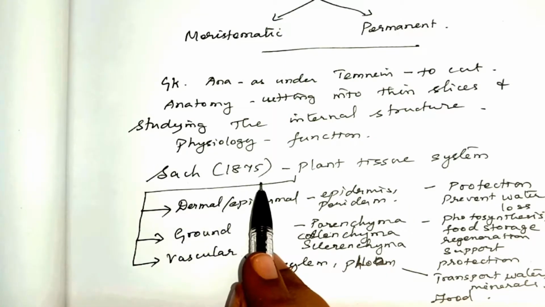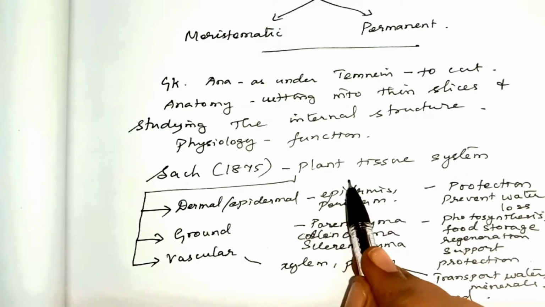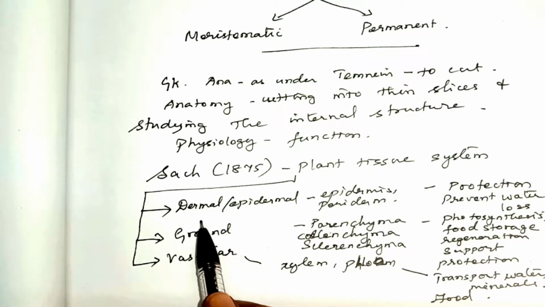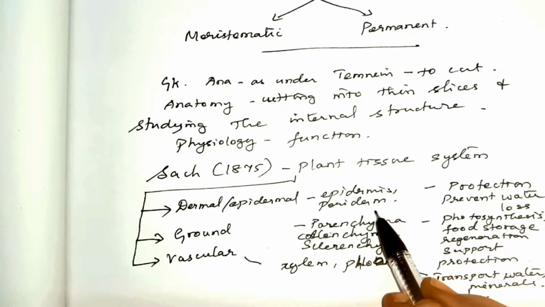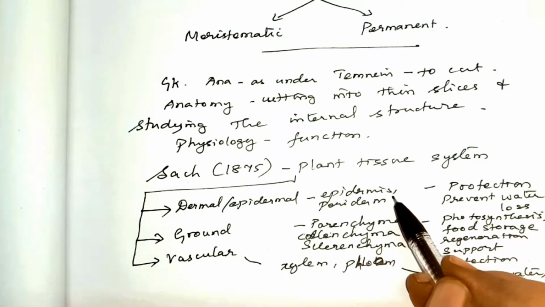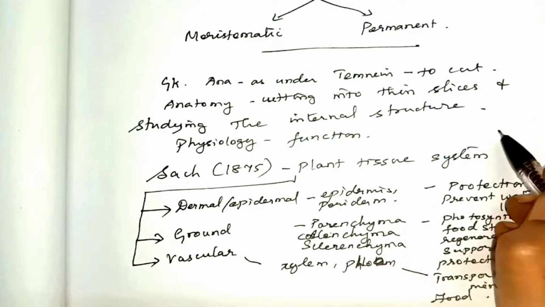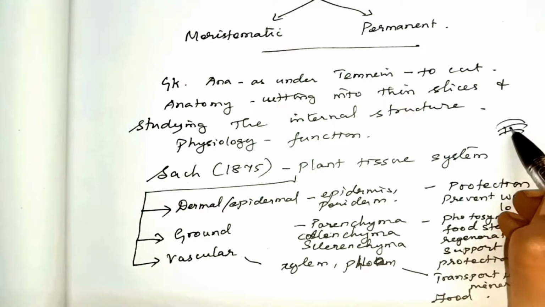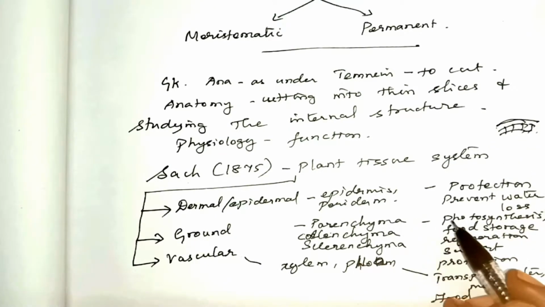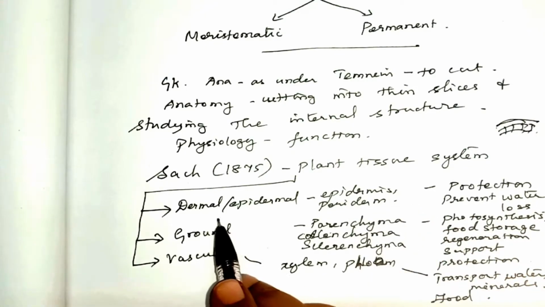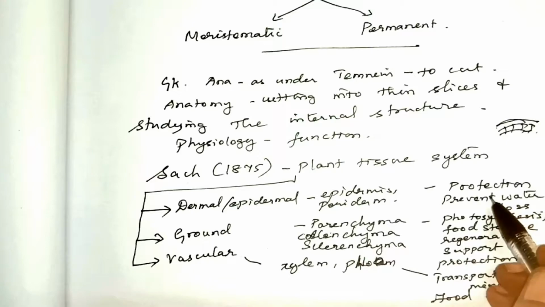Sachs in 1875 classified plant tissue system into three. First one is dermal or epidermal. It consists of epidermis and periderm. Epidermis is the outermost layer. Inside that you will have the periderm. In mature and old trees, if the epidermis gets worn out, periderm will become the outermost layer. What is the function of epidermis or dermal system? It protects the internal structure of the plant and also prevents water loss.